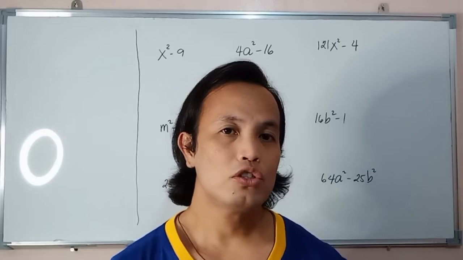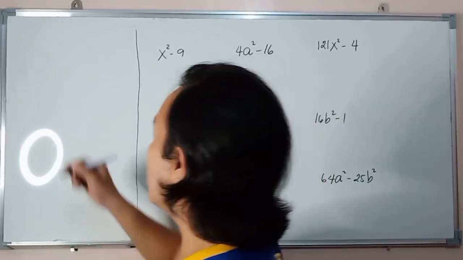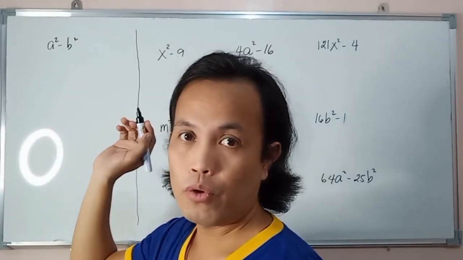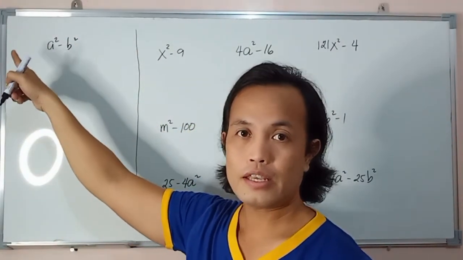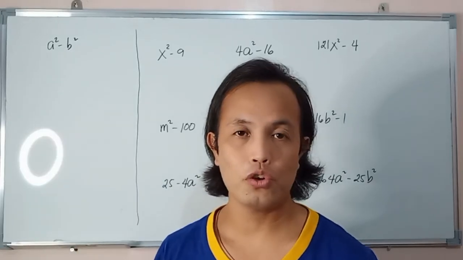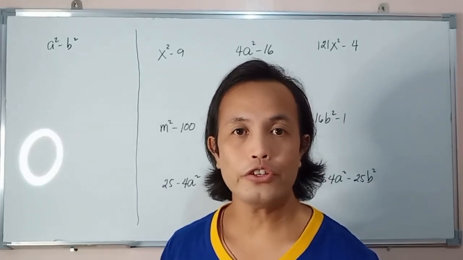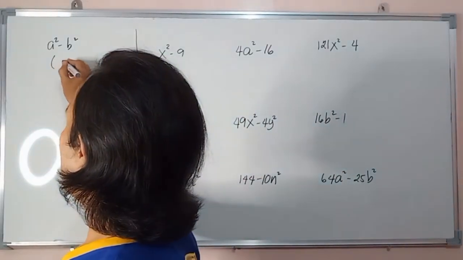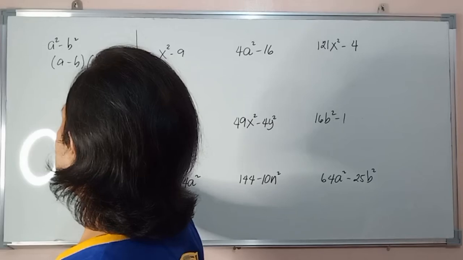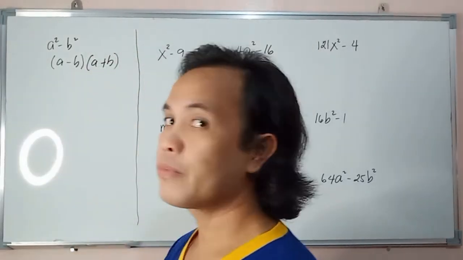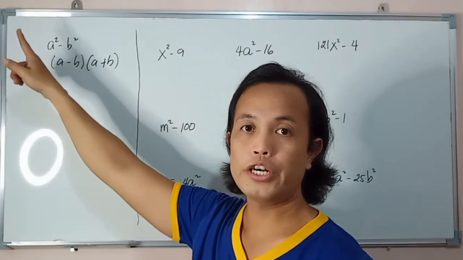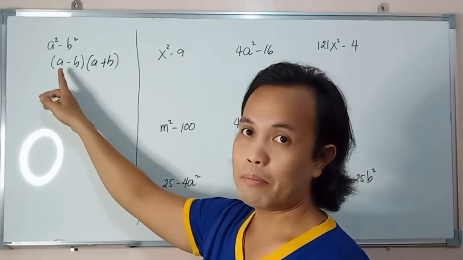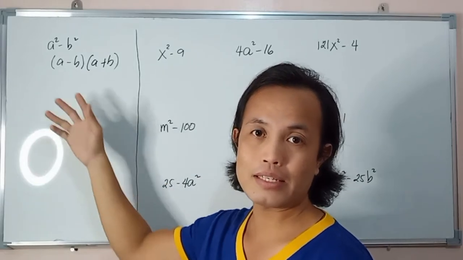When we say difference of two squares, it is in the form a squared minus b squared, where our first term is a perfect square and the second term is also a perfect square. So if we are going to factor out, or expand this binomial, we can write a minus b times a plus b, where a is the square root of a squared and b is the square root of b squared. And we affix the signs minus and plus, or we can interchange plus and minus.